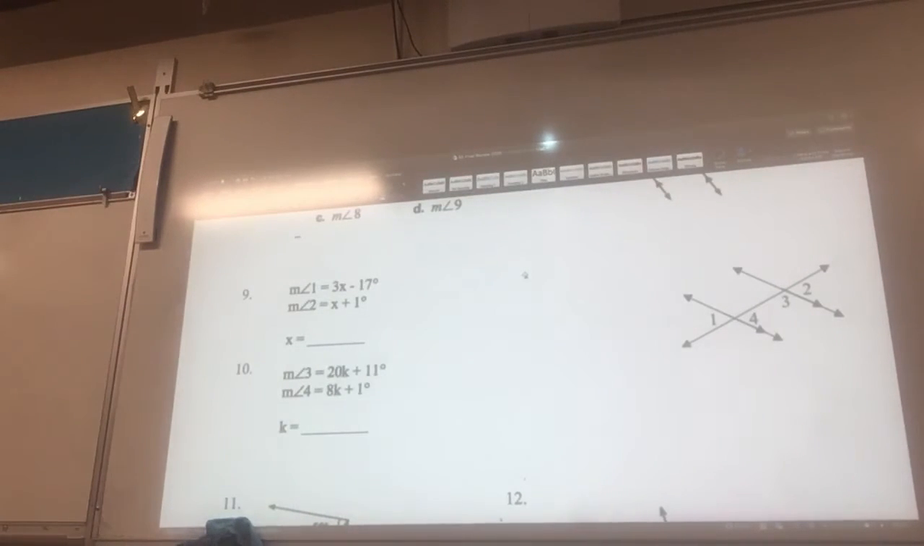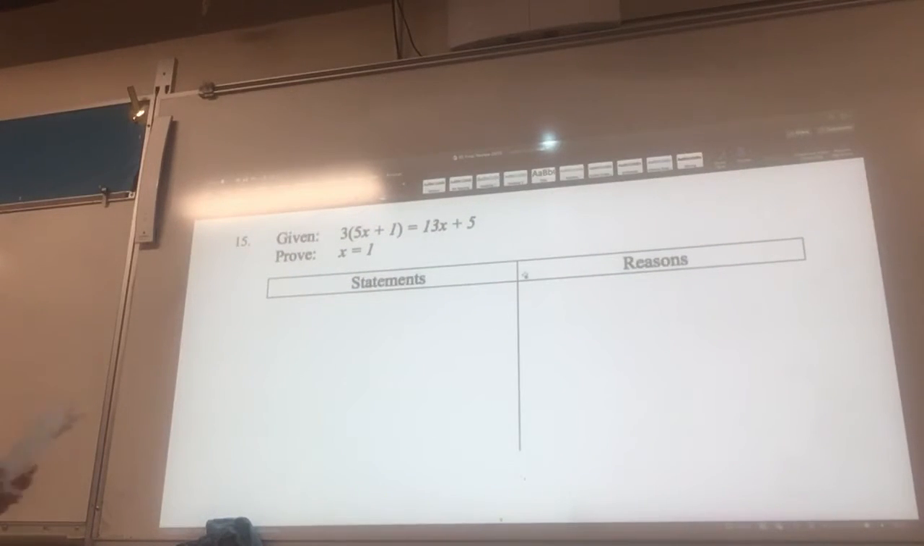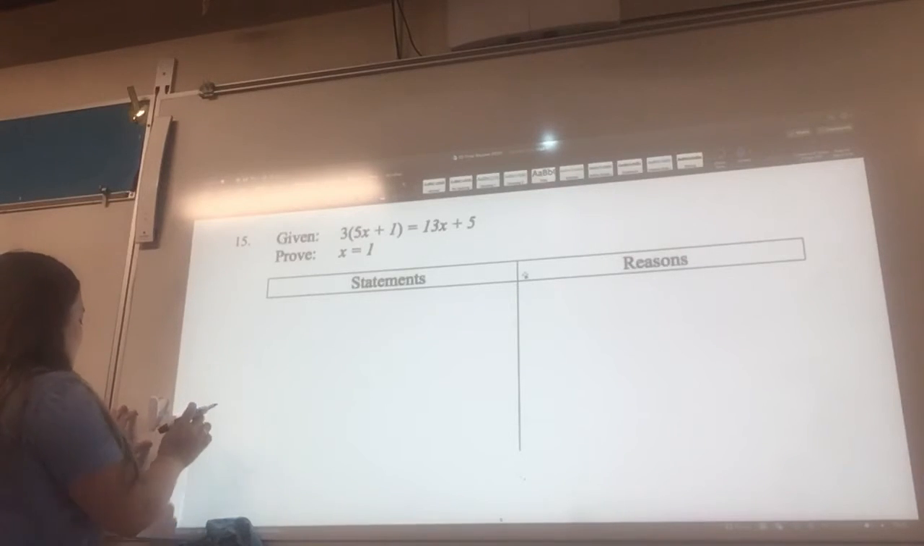Going right along, you're doing great. So a lot of these are just definitions, so make sure you remember how to do those. On 15, remembering our proofs.